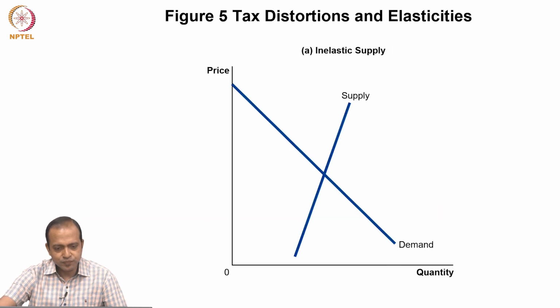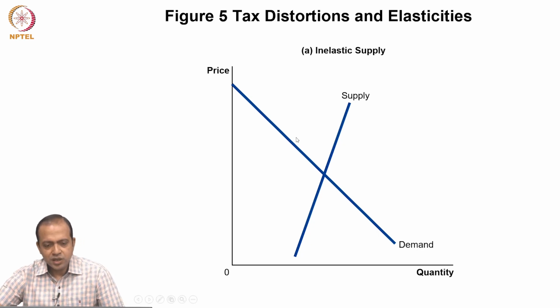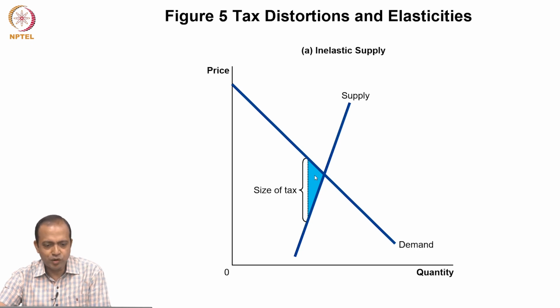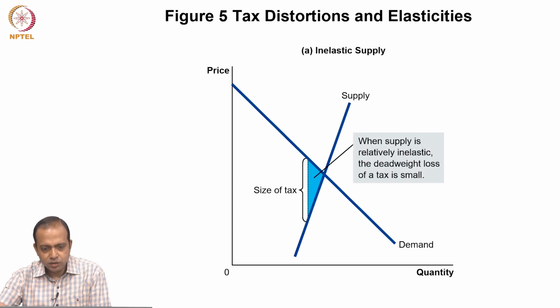Look at this case. Here what we are doing, we are making the supply curve inelastic. So, that means supply is steeper, demand is as it is. And what is the deadweight loss? Obviously, this is the area, this is the size of the tax, this is the deadweight loss area, inelastic supply. So, when supply is inelastic, the deadweight loss of a tax is small, you can see.